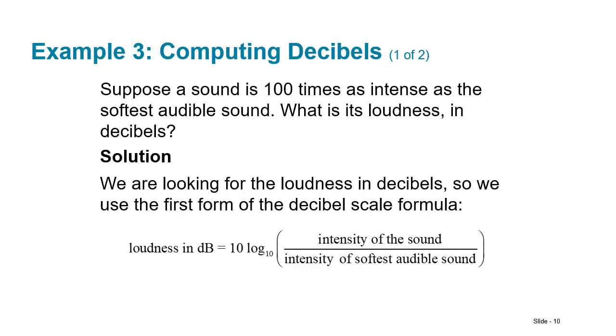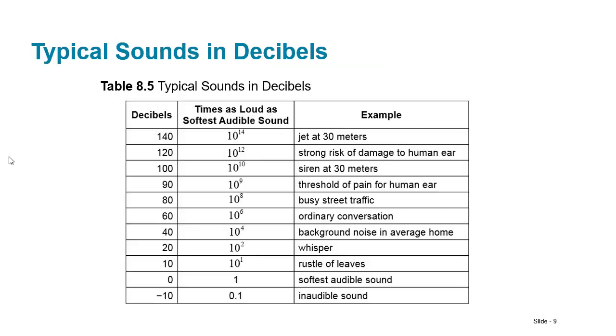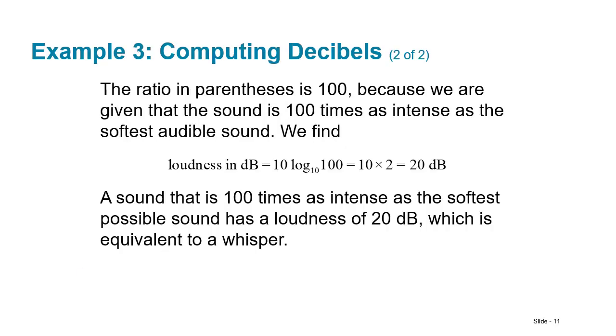Okay, how can we compute some decibels? Well, suppose a sound is 100 times as intense as the softest audible sound. What is its loudness in decibels? We already saw that if it's 100 times as much, it's a whisper, and it's 10 to the 2, so it's going to be 20 decibels. But how could we do that with the math if we didn't have that little table? The loudness in decibels is just 10 log base 10 of the 100, being how many times louder it is, which becomes 10 times 2, which becomes 20 decibels.